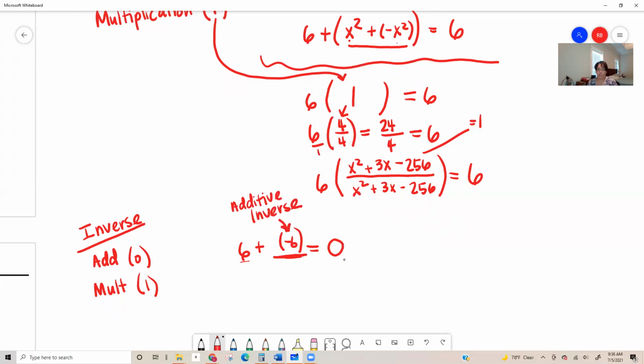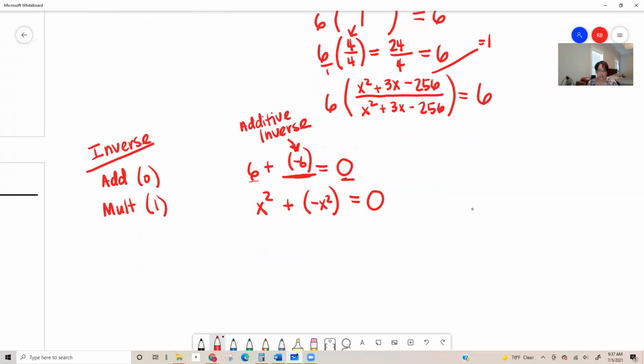All right, so it's just rearranging the same thing. So you get 0. So we could say x squared plus a -x squared, because that's the opposite of x squared. And whenever you add those together, you get 0. All right, now you also have this for multiplication, and instead you're trying to get a 1. So if you start with 6, we are looking for the multiplicative inverse, which is the number that you would multiply 6 by to get 1.